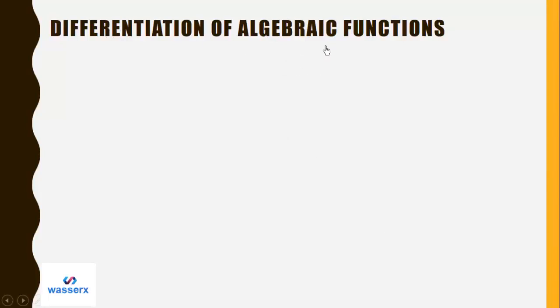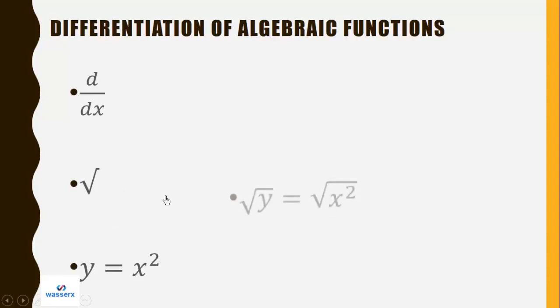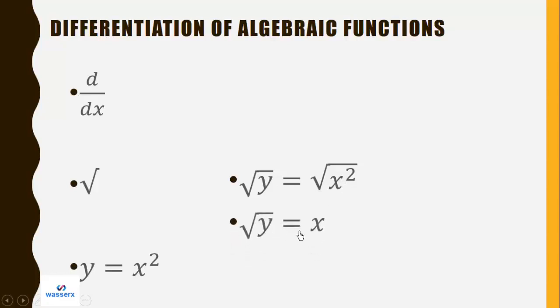Differentiation of algebraic functions is just the process of finding the derivative of a function. So this is the operator that we use for differentiation, d/dx. It's just like the square root operator. So if you have y equals x squared and you want to use the square root operator to find the positive square root of both sides, we get the square root of y equals the square root of x squared. Then this will give us the square root of y equals x.